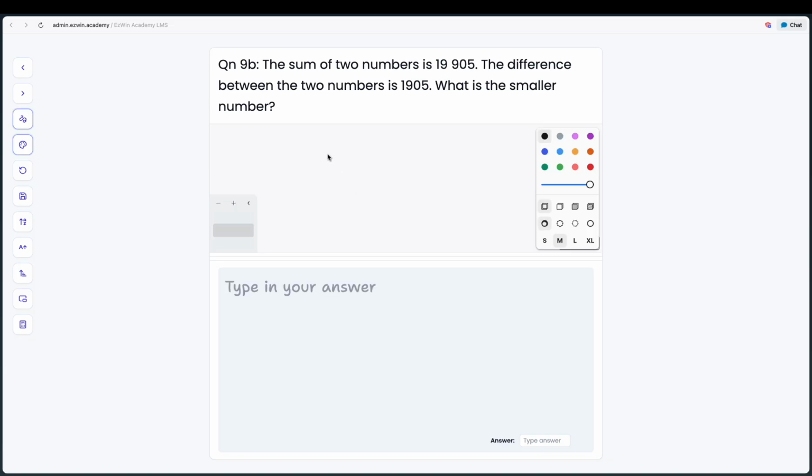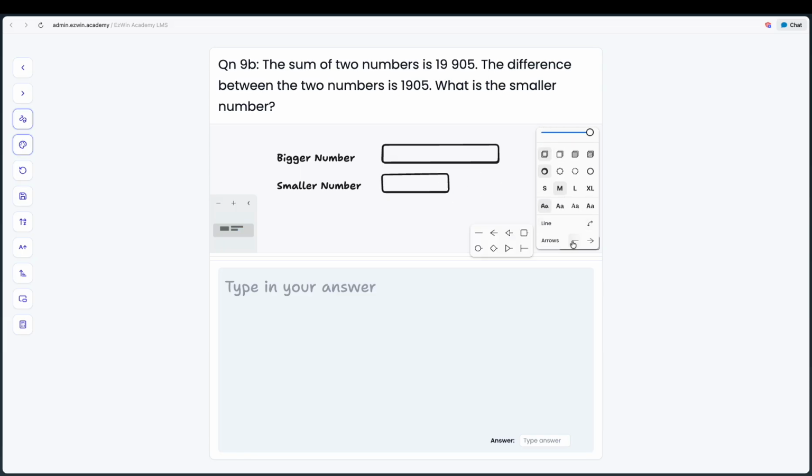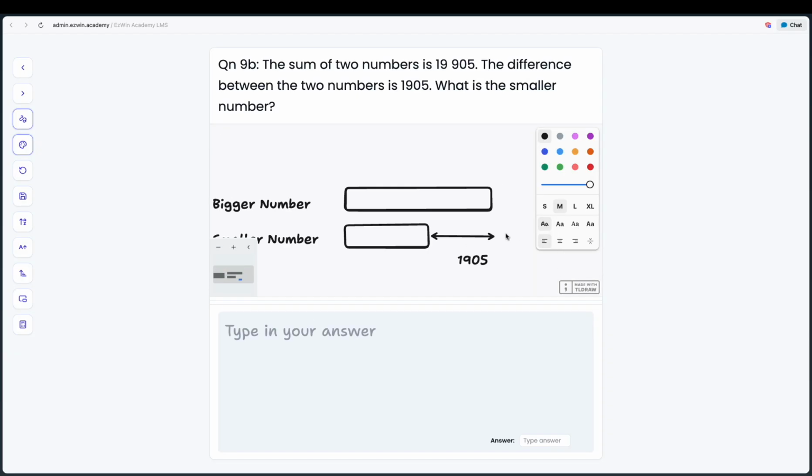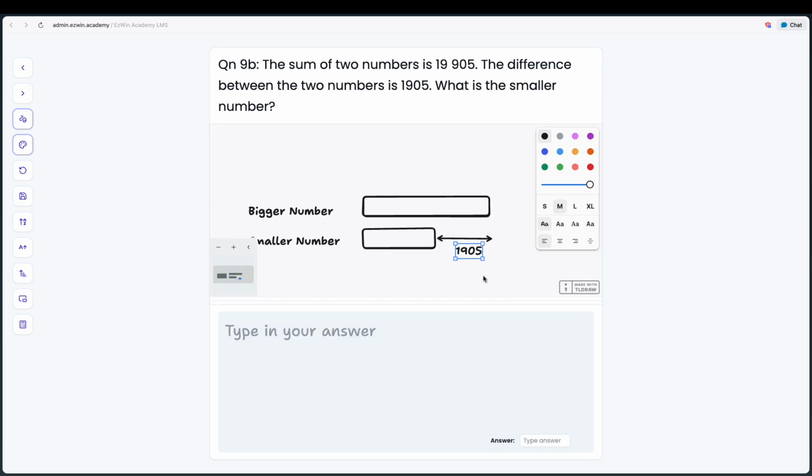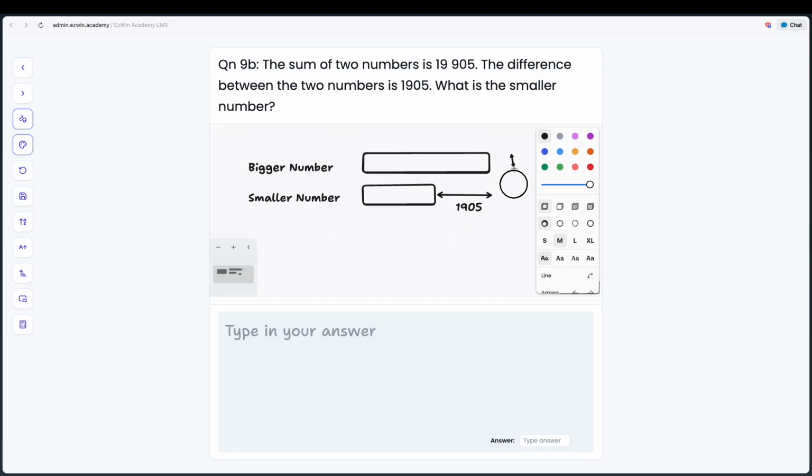Alright, so what we can do is we can actually draw a model. So let's say the bigger number and we have the smaller number. So the bigger number over here is definitely bigger, right? And then we have the smaller number as well. So the difference over here would then be equal to 1,905. That would look something like this, right? 1905. And we know that the sum or the total itself is 19905. So this will then be 19905. Okay, in this case over here, right?